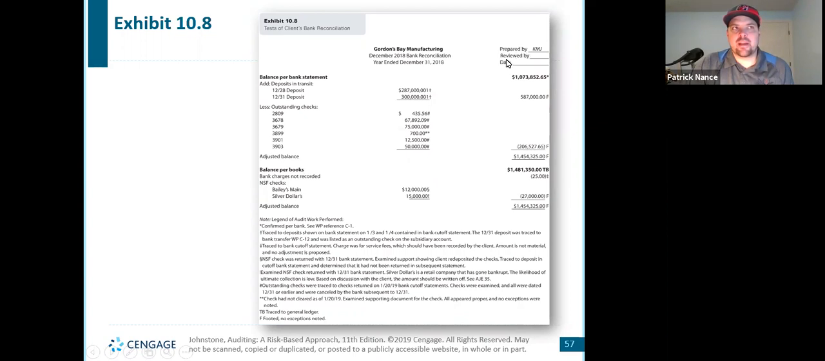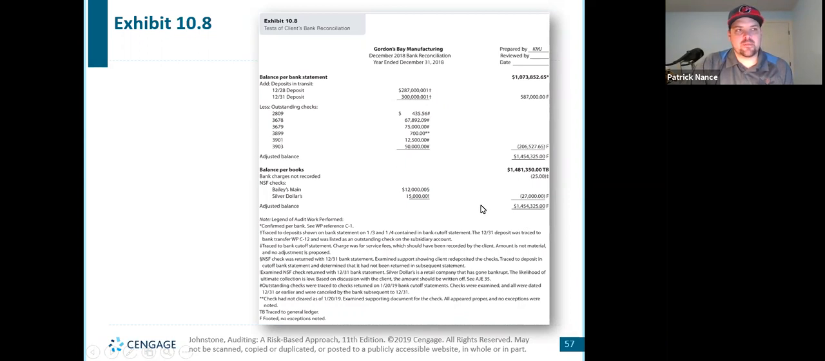Things like the fact that it's marked by who it's prepared by. Once it's reviewed by usually either the manager or the audit partner, they'll sign off and they'll date it. Notice that it's important to date what the bank reconciliation is for. Things like listing out outstanding checks are also really common. But perhaps the most important thing that I want you to see is notice how almost every number on here is marked in some way.